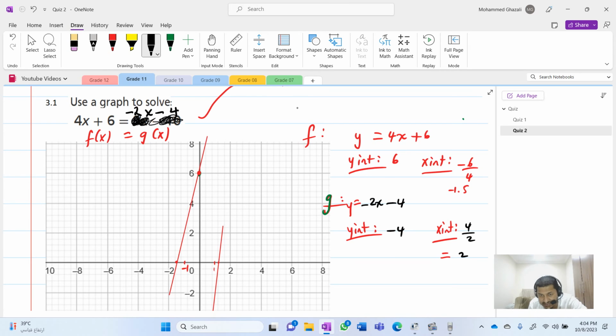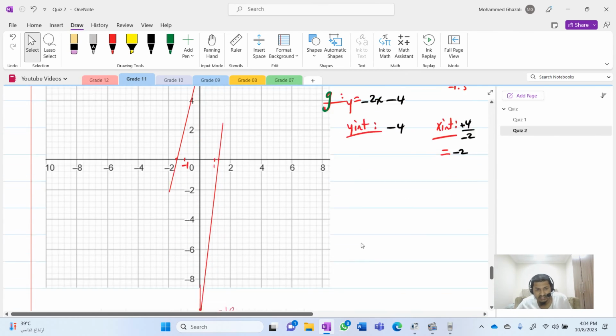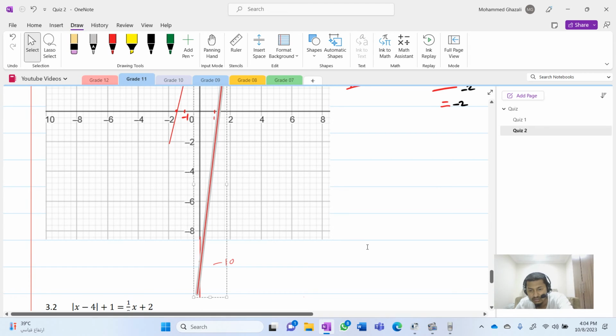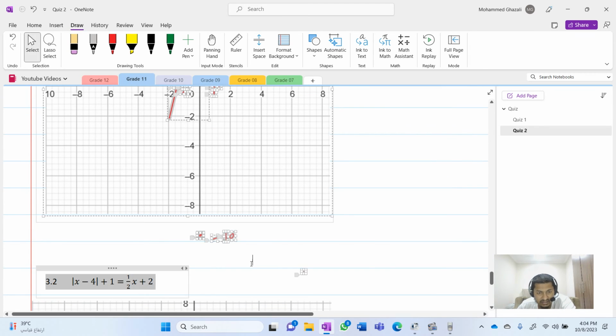If I take this minus 4 over, I will get positive 4 divided by negative 2, which will give me negative 2. So my y-intercept is negative 4 and my x-intercept is negative 2. So this is more practical, right? We don't need all these additional lines here.